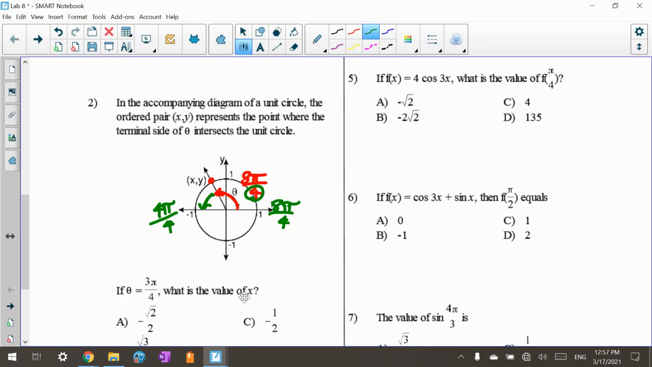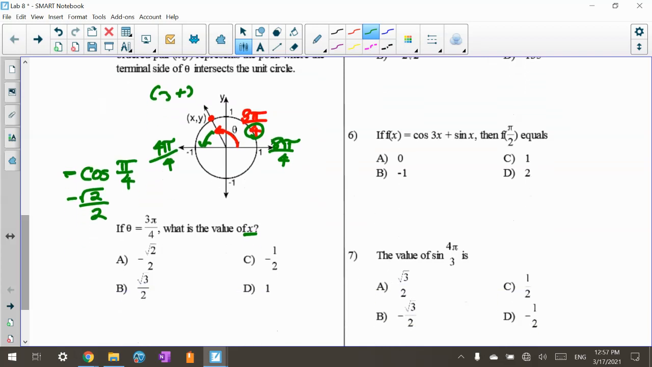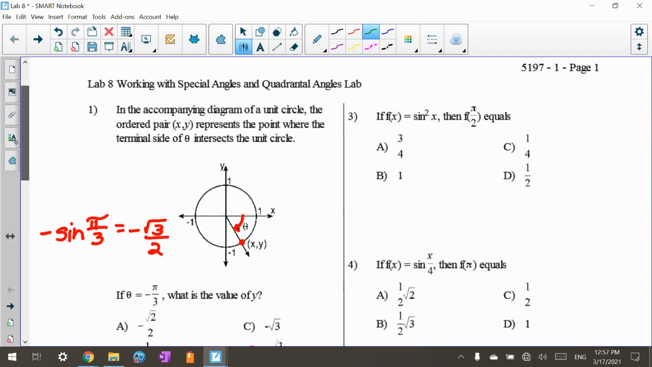So we want to know the values of x, so we're talking about cosine. The reference angle is pi over 4. I know in quadrant 2 the points are negative, positive, and since cosine is my x, it's going to be negative. When I look at my table, that's going to be negative radical 2 over 2. So that's going to be choice A. All right, let's come back up to 3.